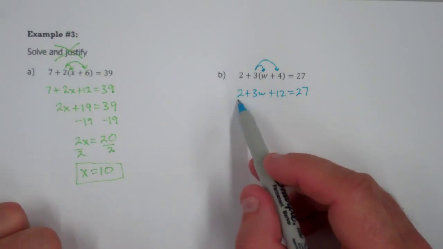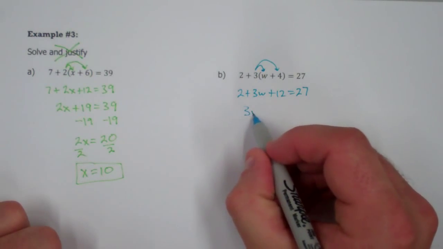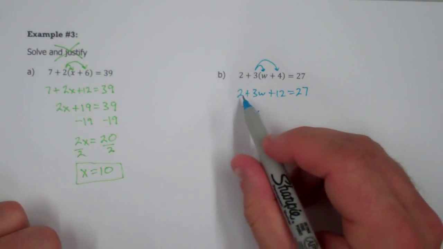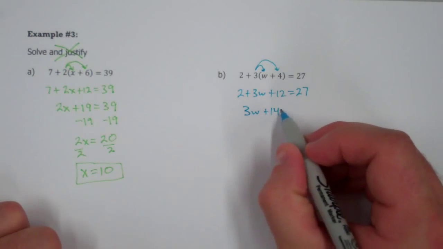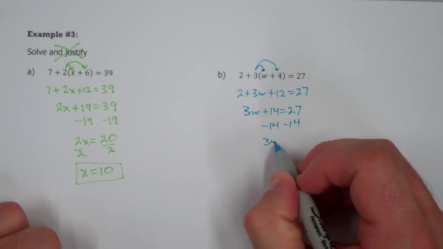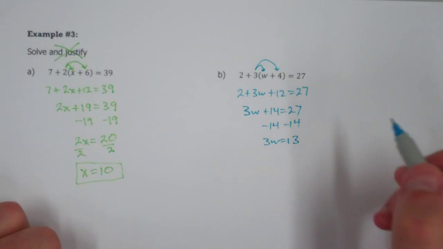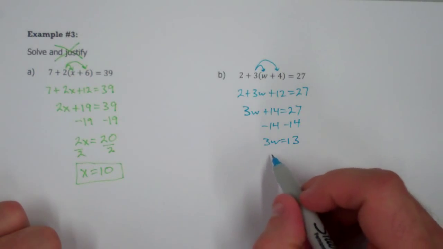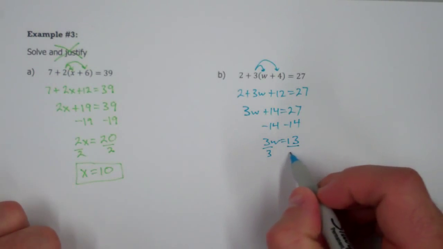They don't have a variable. So we'll put them together. We'll combine them. 2 and 12 is 14. Then we'll subtract 14 from each side. And we've got 3w is equal to 13. Divide by 3.